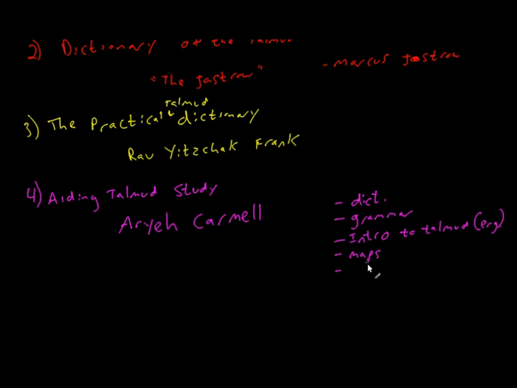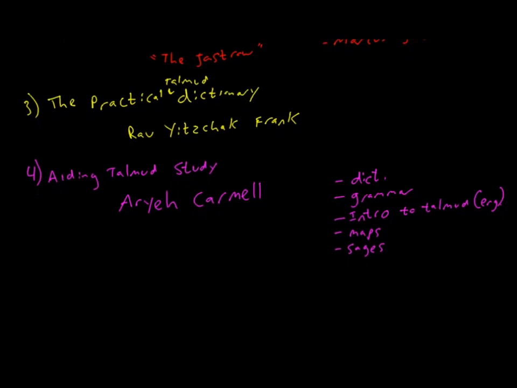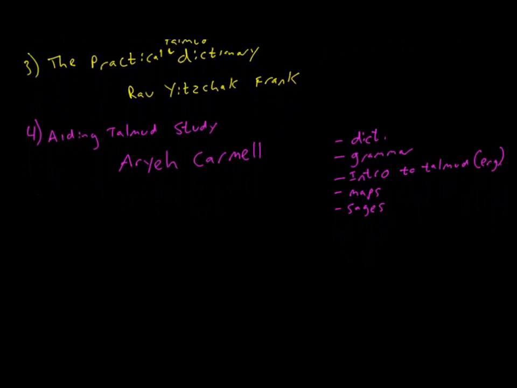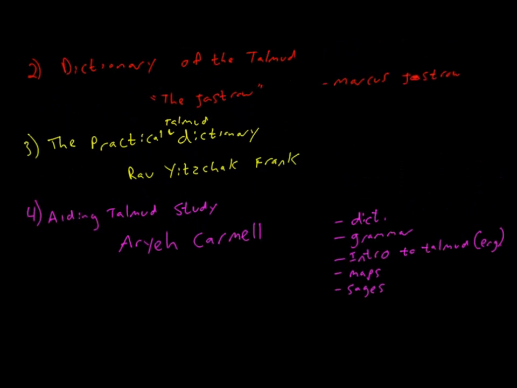There's also a list of very common sages that are brought in the Gemara. So it's really a resource book that has a tremendous amount of tips and tricks and things to help you learn Gemara. So that's why it makes this list. So these are the four.